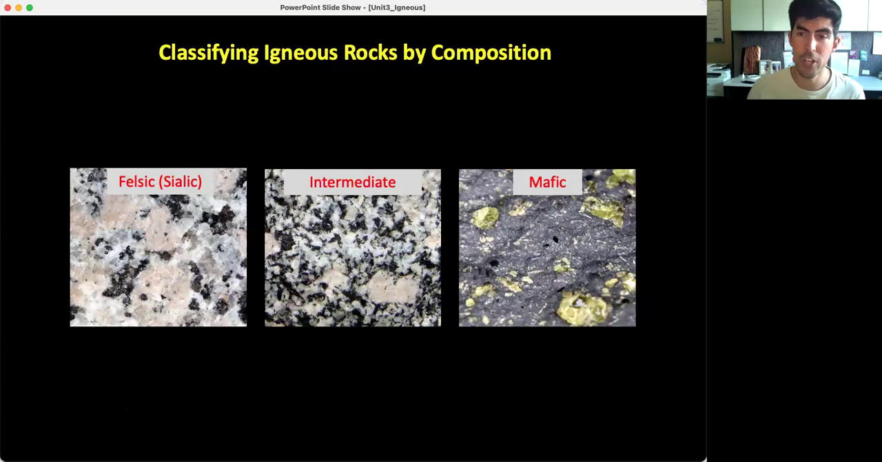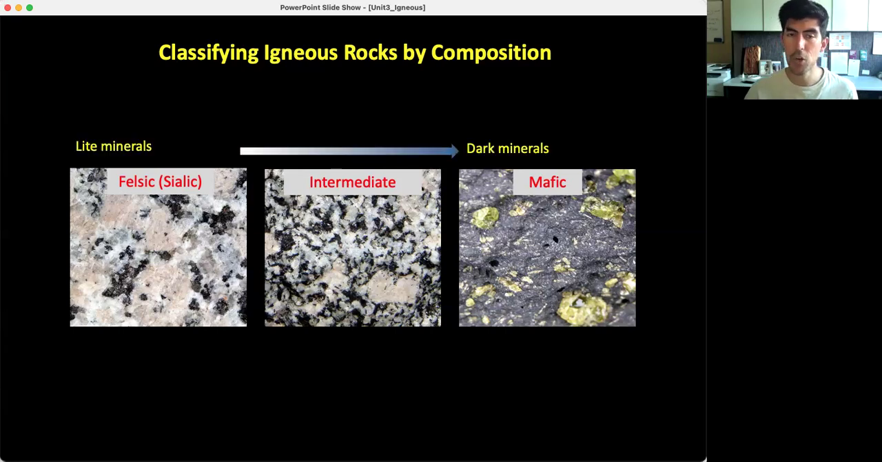So then this generally leads us to three dominant categories. On the left here, we have felsic, and that is the light minerals rich in silicon and oxygen. And then on the right, we have mafic, and those are the darker minerals rich in iron and magnesium. And in the middle, we have a category that's a little bit of a blend of both, the intermediate.